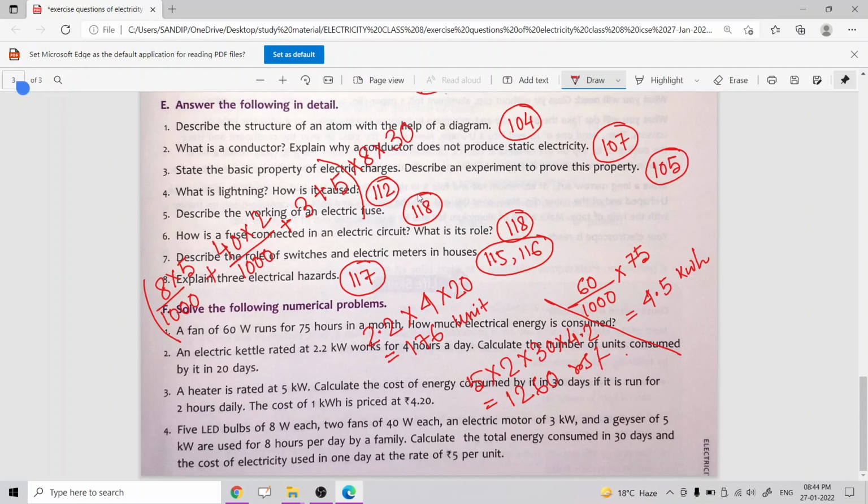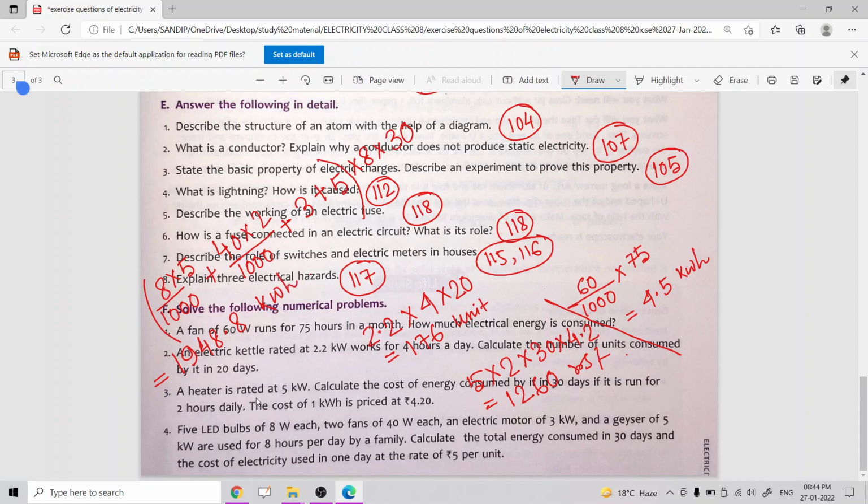This is the total energy used in this home for a family. Okay, so this is the right answer, that is 1948.8 units or kilowatt hour for 1 month.